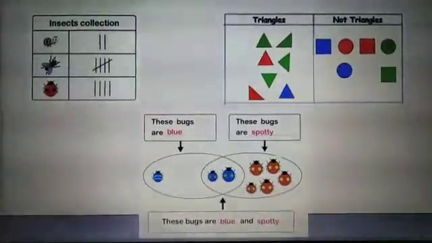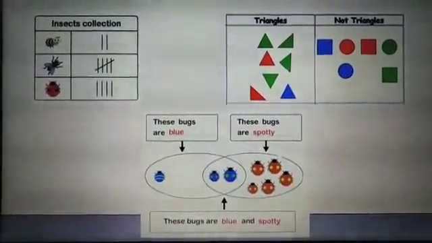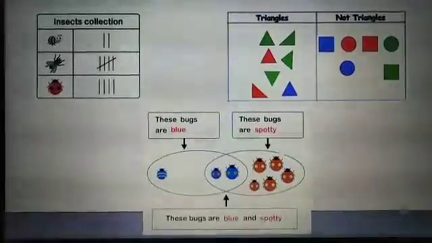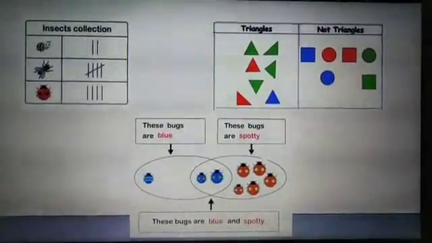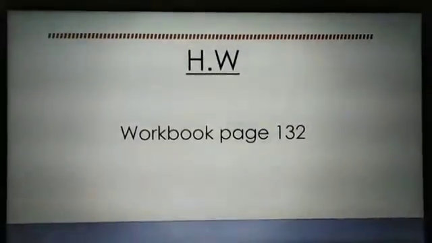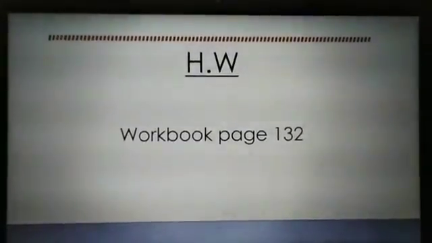So in handling data, we try to find out the best method to organize our data, as we saw in all these previous examples. This is the end of our math period for today.